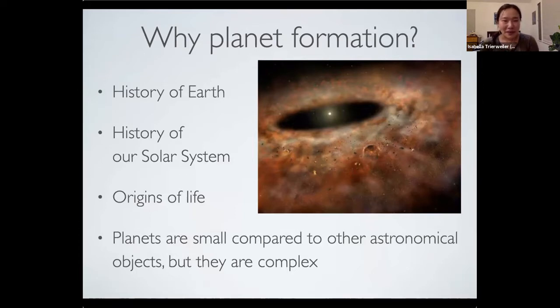Part of my personal interest in planets is that I think they're a really unique object. Compared to other astronomical objects like stars or galaxies or clusters, planets are super small, but they are really complex. They live in these solar systems, they interact with other planets, they interact with their host stars. They've got lots of interesting science going on on the surfaces. And so I think for that reason, planets are really exciting, even though they are small in astronomy scales.